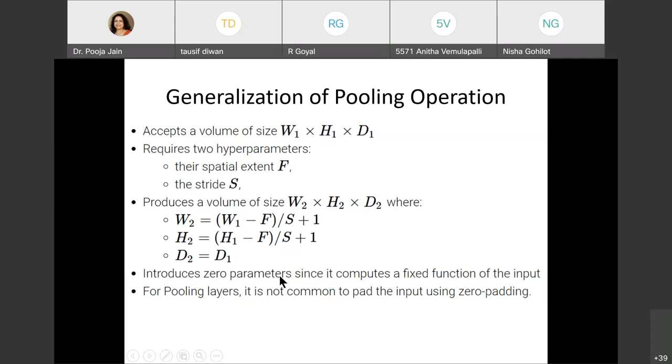For the pooling layer, it is not common to pad the input using zero padding. What do we mean by this? It means that padding is generally applicable for the convolution operation. For pooling, generally we do not apply any padding of zeros.